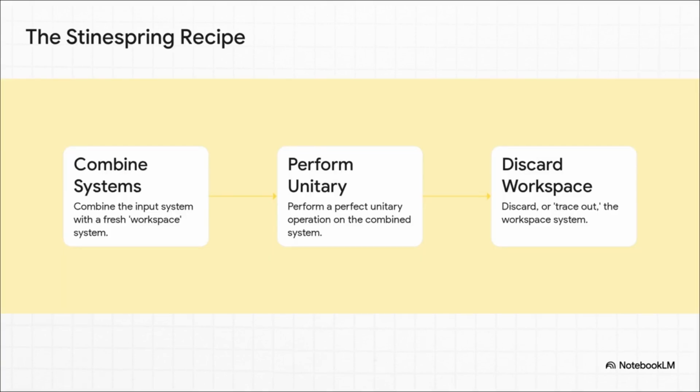The steps are pretty straightforward. You take your system, you add a fresh workspace system to it, then you do a perfect reversible operation on the whole thing. And then you just ignore the workspace. The noise, all the messiness we see, is simply the information that gets lost when we discard the extra piece. And that right there just brilliantly shows the power of Stinespring's insight.